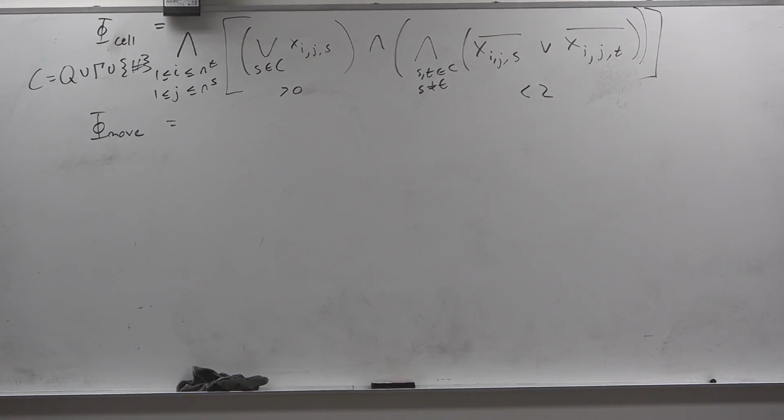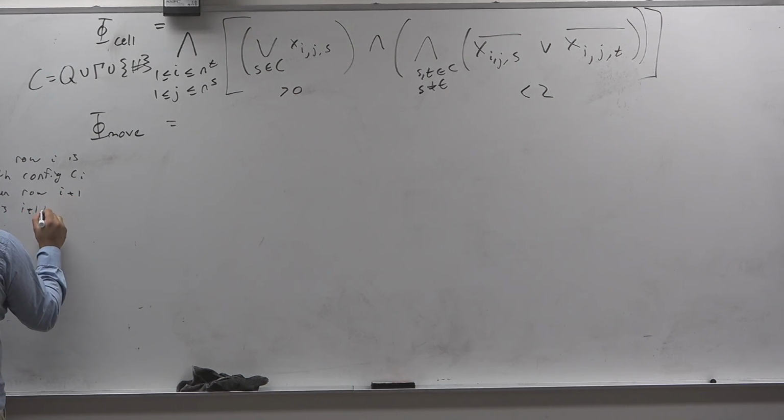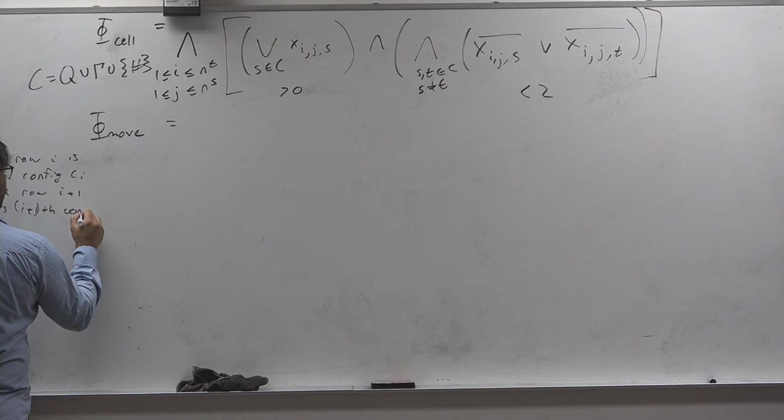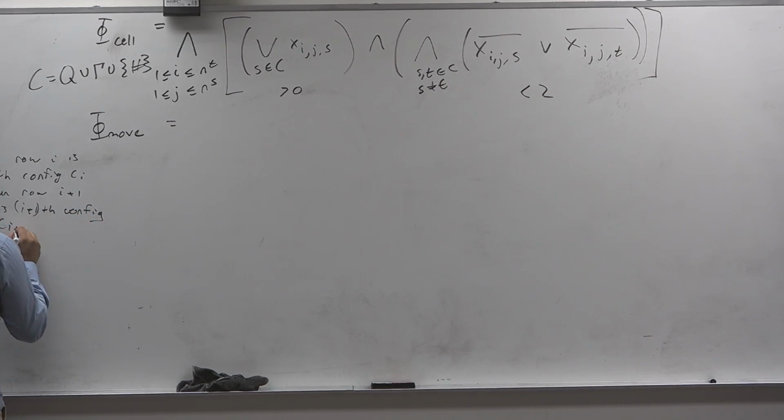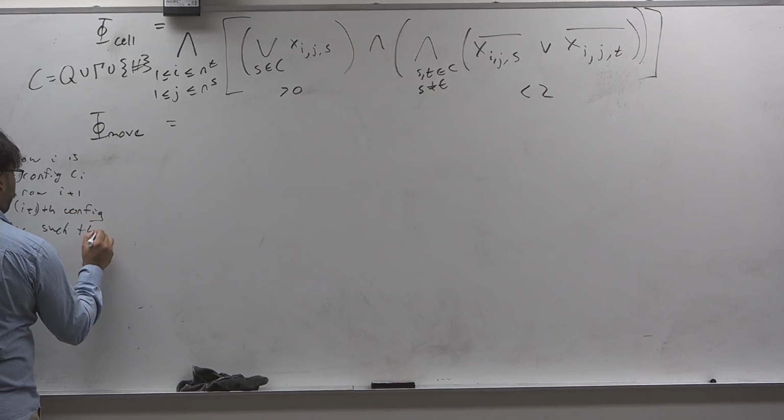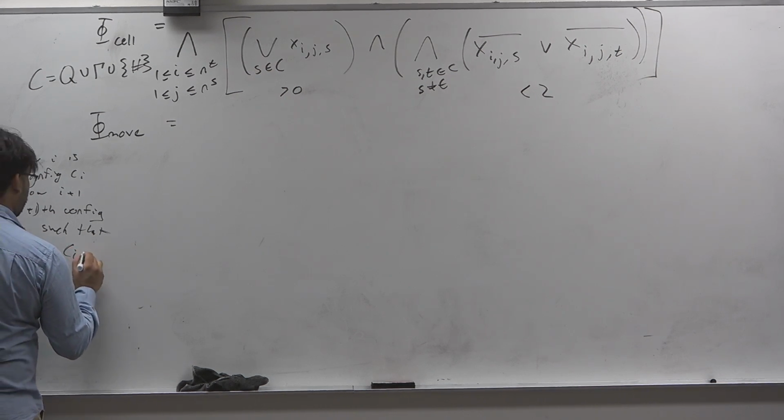Essentially, if you think about computation, we need the CNFs to be kind of small. So how do you determine that? What we want phi move to be is, in English, if row i is the ith configuration, then row i plus 1 is the i plus 1th configuration Ci plus 1, such that Ci yields Ci plus 1.